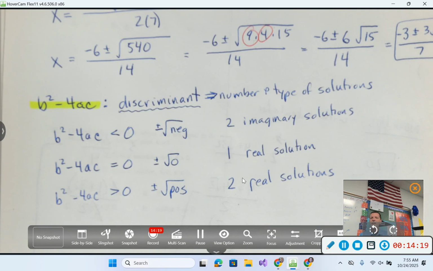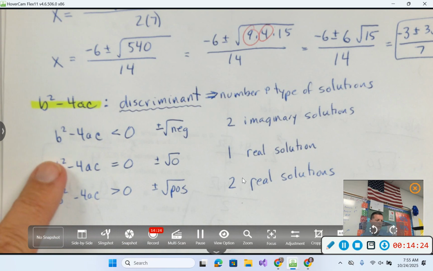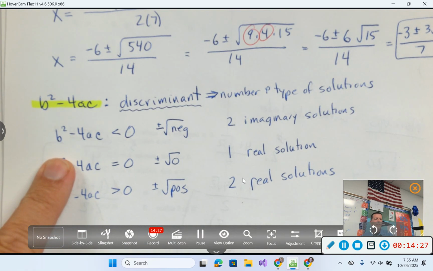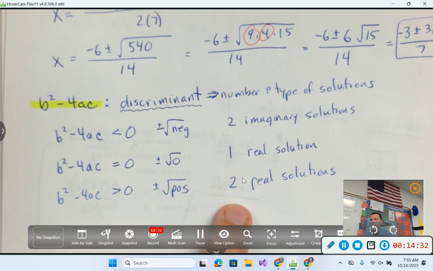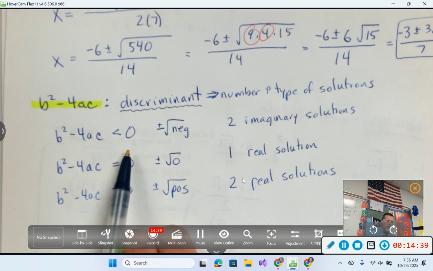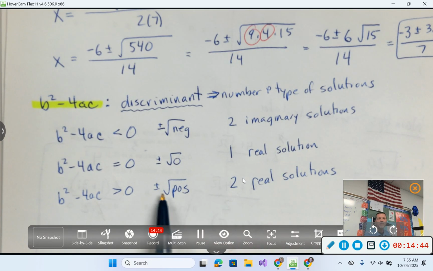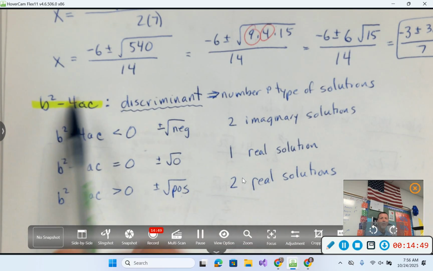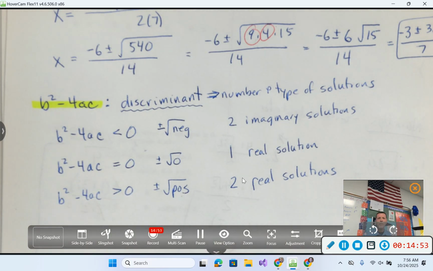Now, I hope this is not something that you have to memorize, because if you understand where b squared minus 4ac is in the quadratic formula, then it's easy to figure out which case you have. So it's not like you have to memorize this table. So I'm not going to highlight, star, box this table, because if you're trying to take the square root of a negative number, you get 2 imaginaries. If you take the square root of 0, you get 1 real. If you take the square root of a positive number, you get 2 real answers. So it's important, but it's important in a way that you can figure out, not have to memorize.